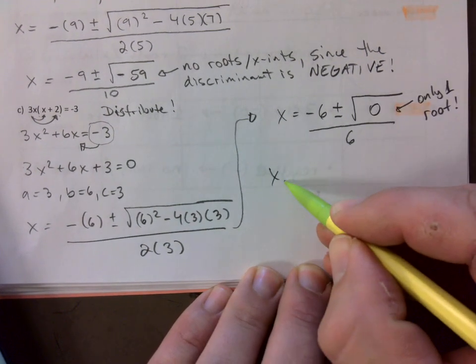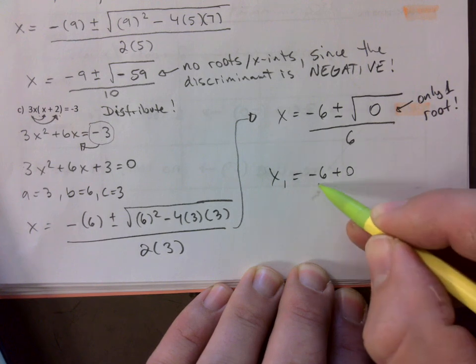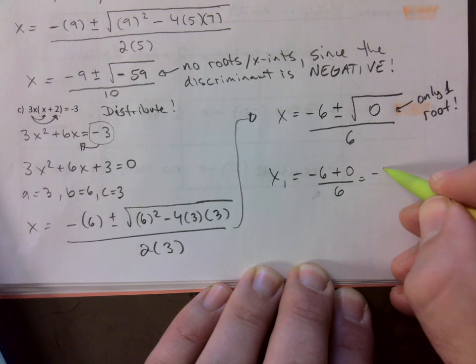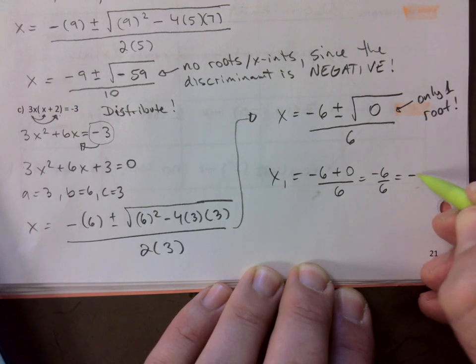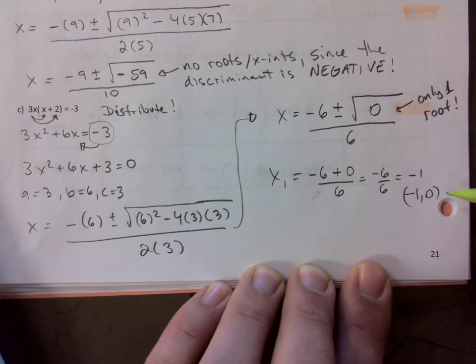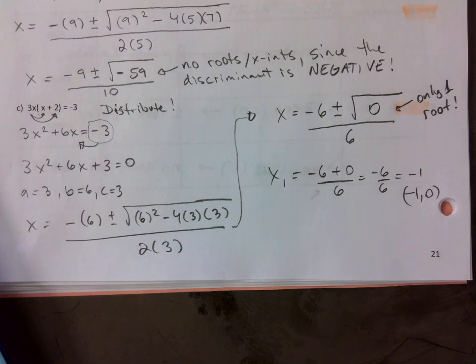So you could go x1 is equal to negative 6 plus 0 divided by 6, because root of 0 is just 0. That's negative 6 over 6. That's negative 1. So you found the only root, that is negative 1, 0. If you didn't pick up on it, you would have ended up with the same conclusion. Both roots are negative 1, 0.